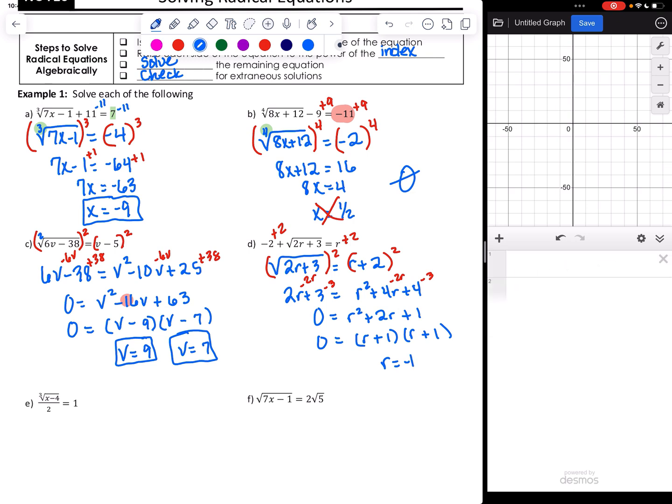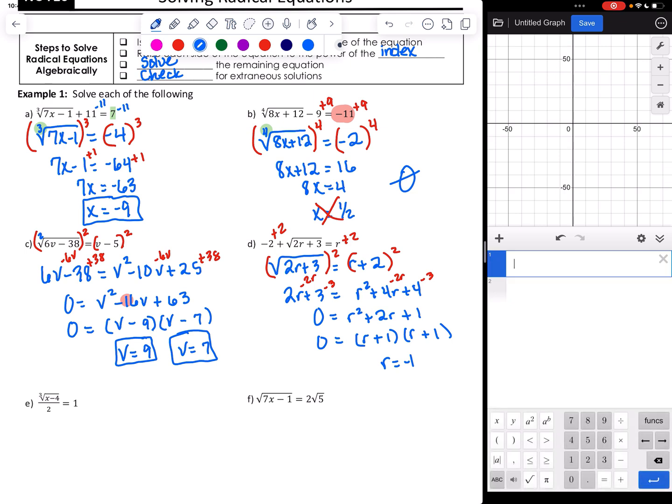Now again, I'm going to check this solution. So I'll put it back into my original equation, which was negative 2 plus the square root of 2, and instead of r, I will put negative 1 plus 3.